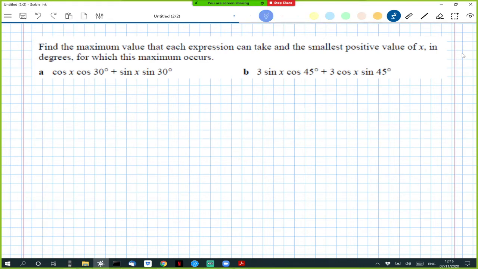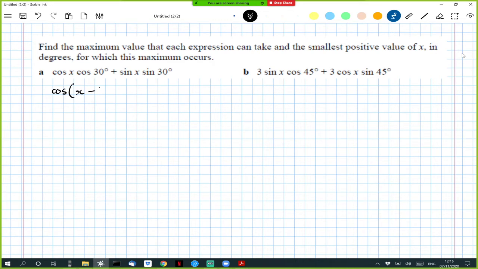So cos cos, sine sine with a plus in the middle. We know that that will go back into compound angle format as cos of x minus 30, looking at your formula sheet. So it's asked for the maximum value that this function can take. Now that it's in compound angle format, it's much easier to deal with, because I can see that this is just cos of something. Well, I know the maximum of any function that starts just cos is 1. So the maximum value is 1.